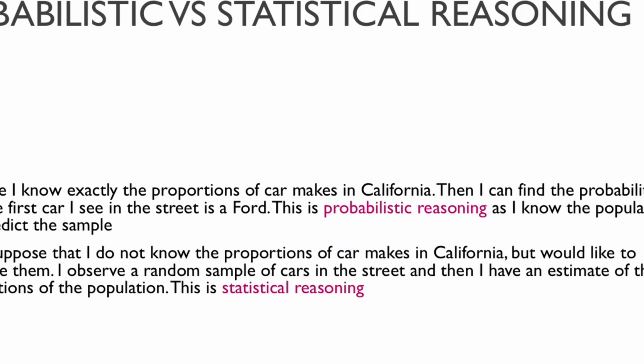However, if I do not know the proportions of car makes in California but would like to estimate them, then I would pick up a random sample. I'll go on any road and pick 100 or 10,000 cars which are passing by, and I can find out that out of 10,000 cars, 2,150 cars are Ford. So I can safely say 21.5% of the cars in the city are Ford. And then we have statistical measurements to make sure that our predictions are correct. This is called statistical reasoning.